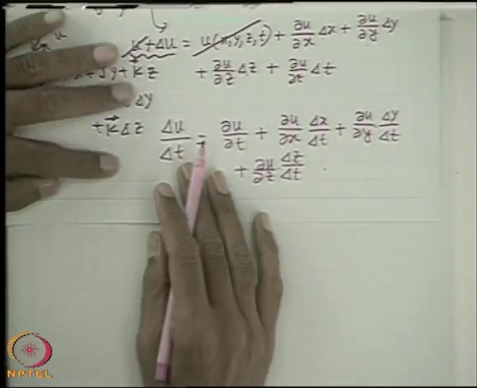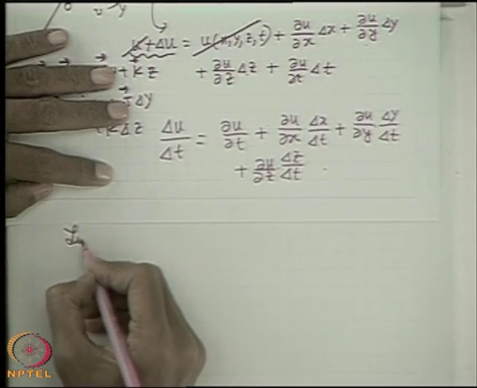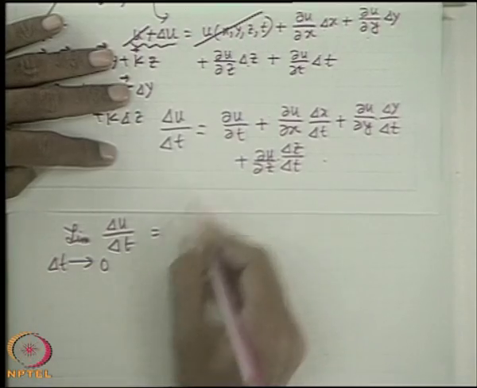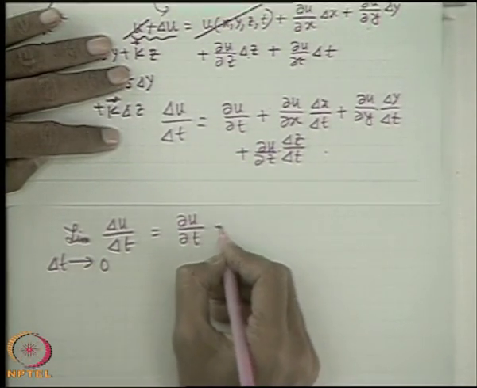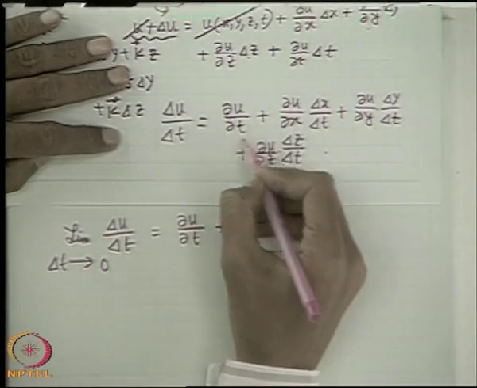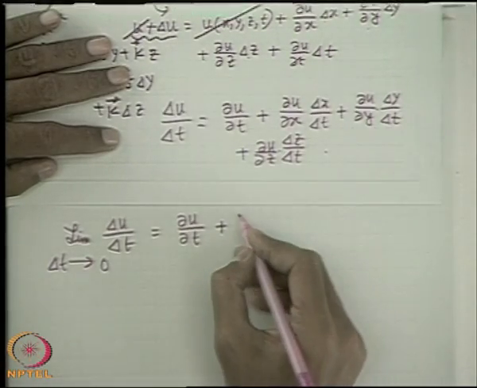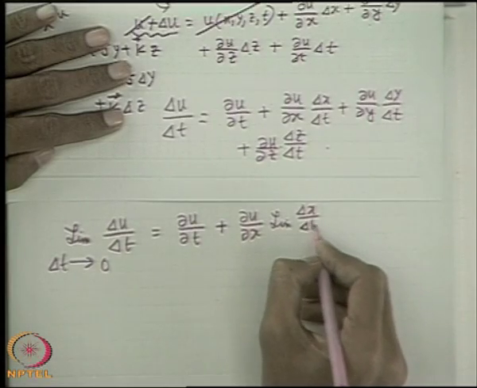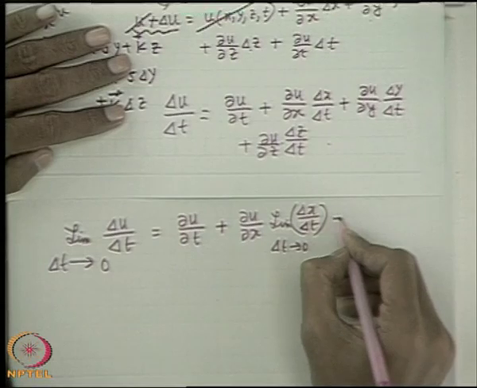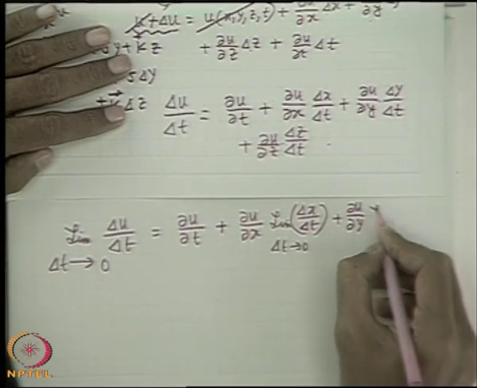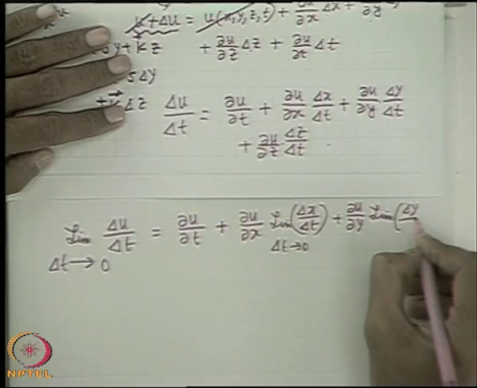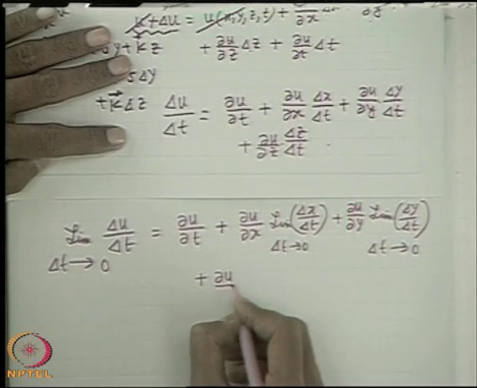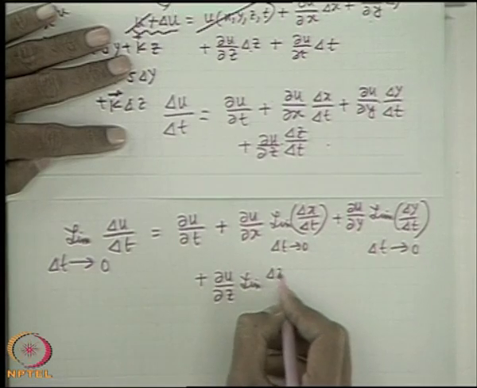Now if I take the limit of this as delta t tends to 0, then we can write this simply as del u del t, plus, because as delta t tends to 0, delta u tends to 0, this will be a finite one, and delta u by delta t is invariant with that. So in this limit we can write del u del x into the limit of del x by del t as del t tends to 0, plus del u del y into the limit of del y by del t as del t tends to 0, plus del u del z into the limit of del z by del t.